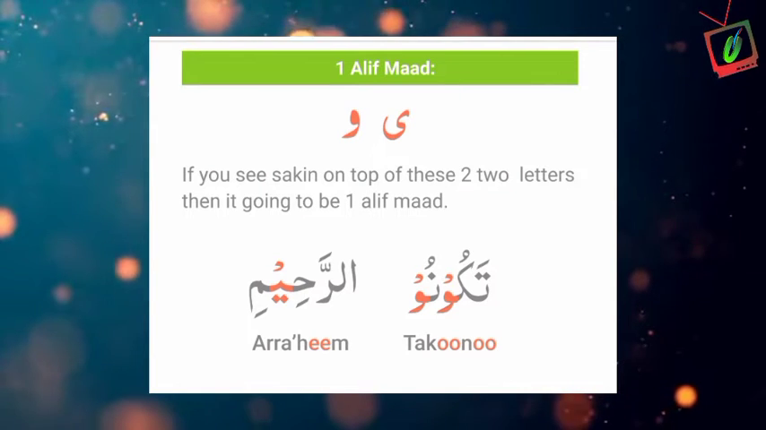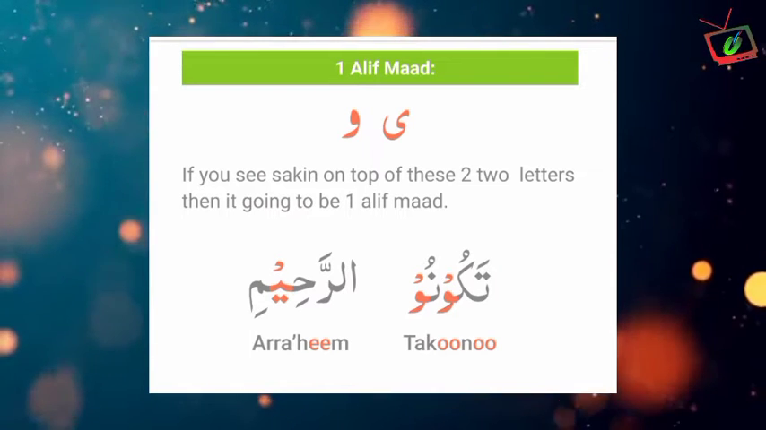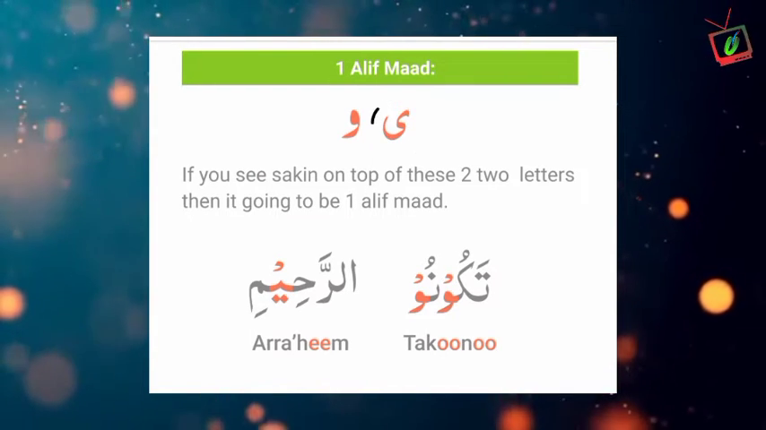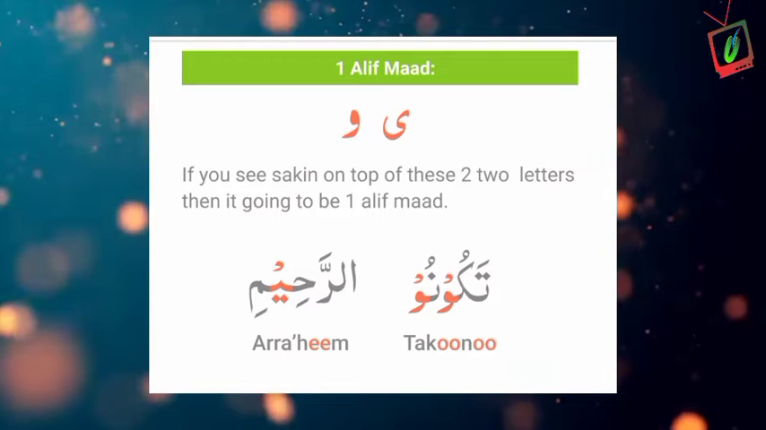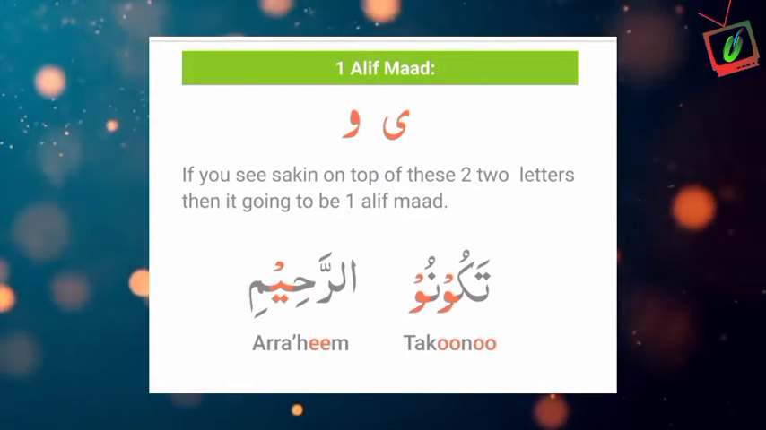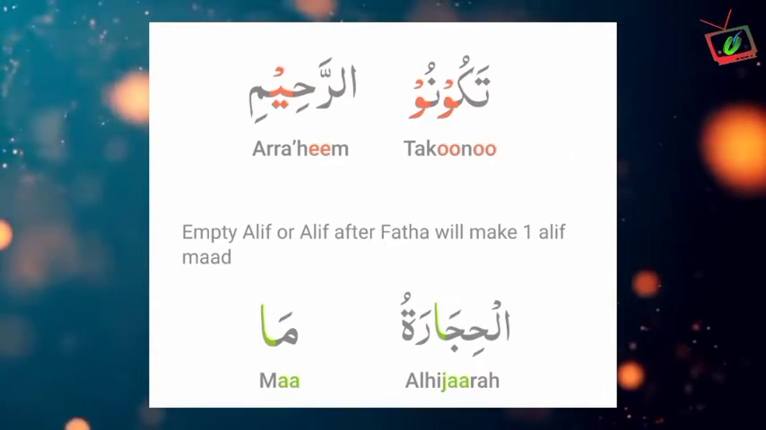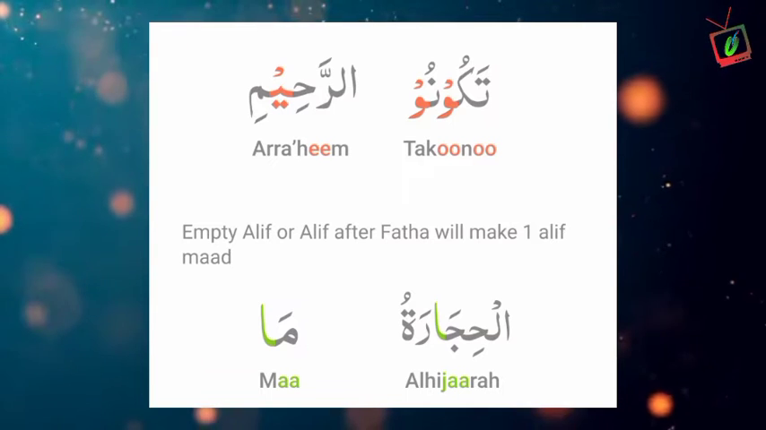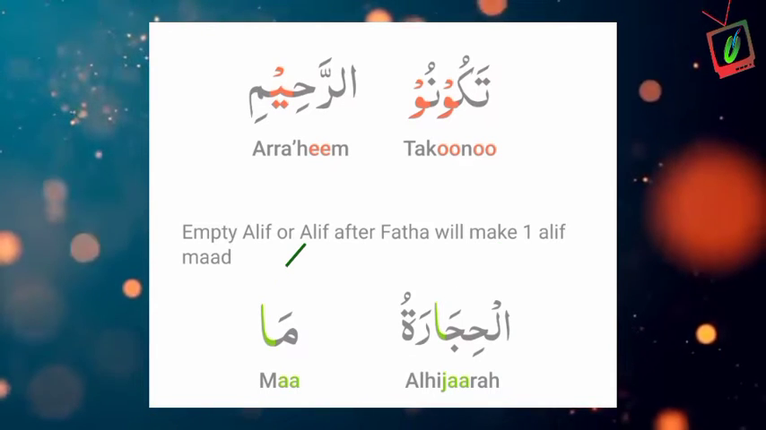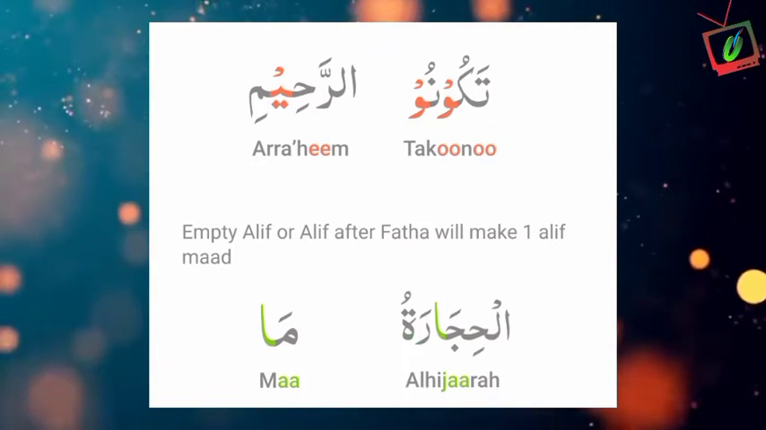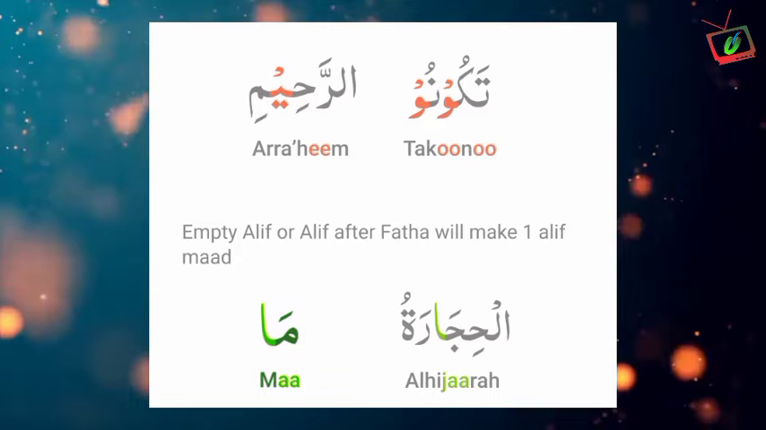Now let's take a look at each of the types of mad, starting with 1 Alif Mad. 1 Alif Mad can appear with ya and waw. If you see sakin on top of these 2 letters, then it's going to be 1 Alif Mad. Example, takunu and ar-rahim. When there is an empty alif, which is alif without any sign on it, or alif after Fatah, it will make 1 Alif Mad. For example, al-hijara with min Fatah Alif Madi ma.